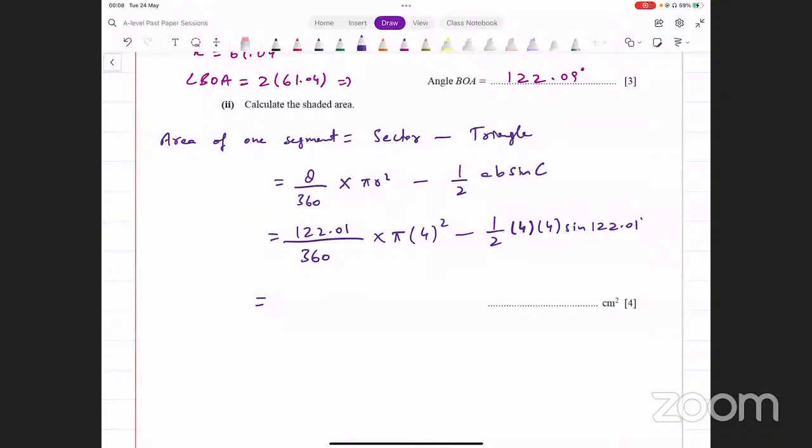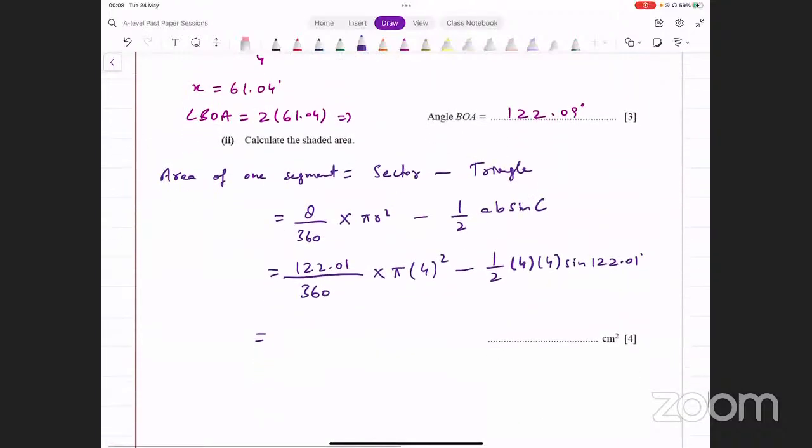Sorry, 01 था ये या 09 था? Okay, sorry, this was actually 09. The angle was 09. We correct that. I need to change that there. 09. So also 09. So this is giving me 10.269. ये मेरे पास एक सेगमेंट का एरिया आ गया.